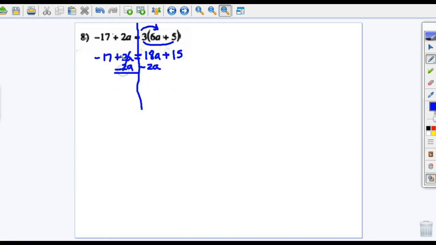So subtracting 2a from 2a, because I'm adding the opposite, that's my inverse operation, right? And then I'm going to subtract 2a from 18a, which is going to give me positive 16a. And then I can bring down what's left on either side. This is negative 17 is equal to 16a plus 15. So my first step on this problem was to use distributive property.